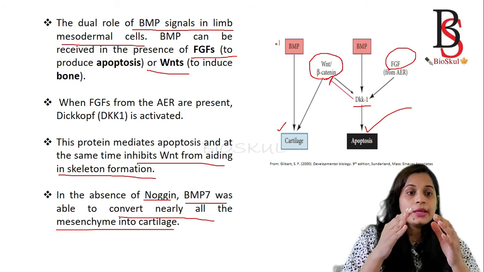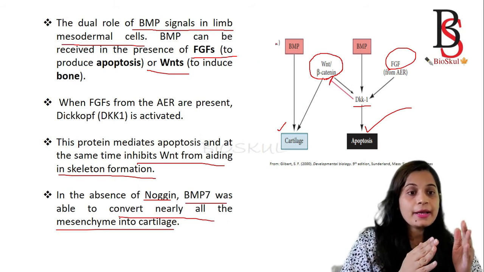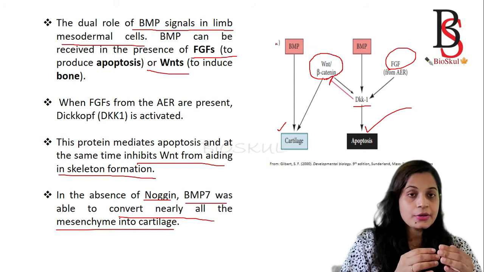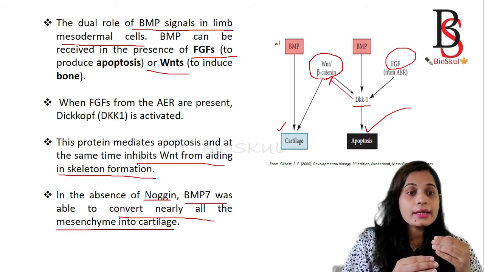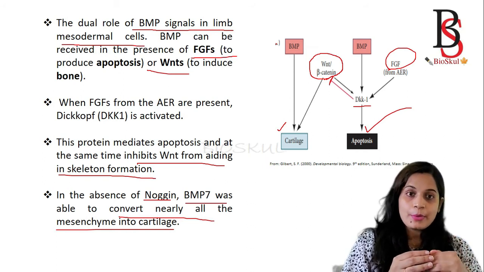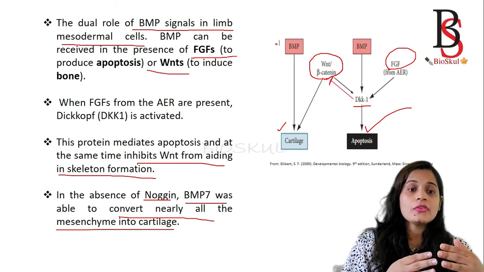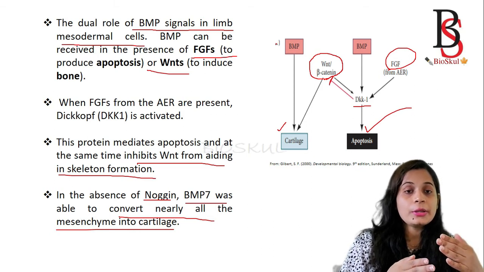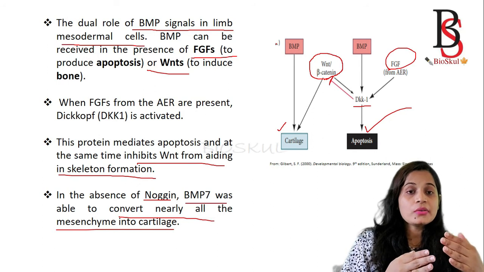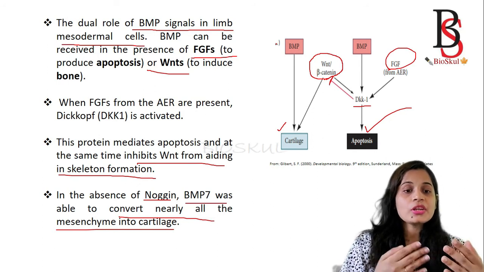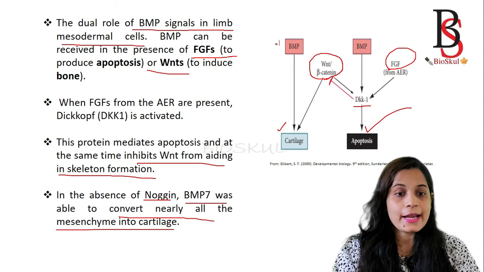So if FGF from the apical ectodermal ridge is present, then it will activate DKK1, and DKK1 when activated causes apoptosis. As well, DKK1 will inhibit the Wnt beta-catenin, so that it will inhibit skeleton formation, and that leads to the formation of cartilage.